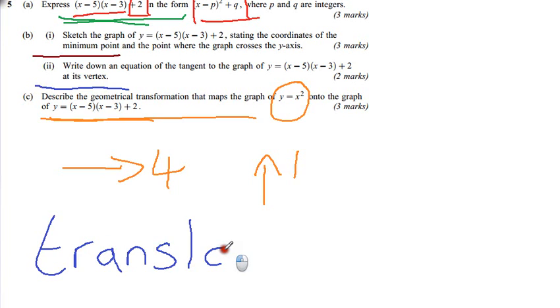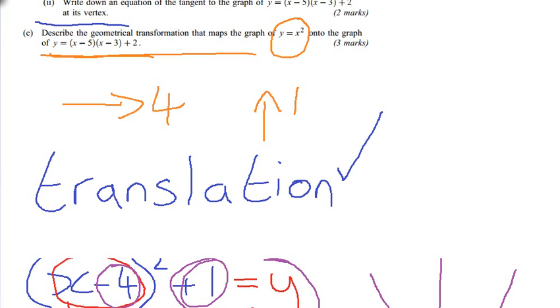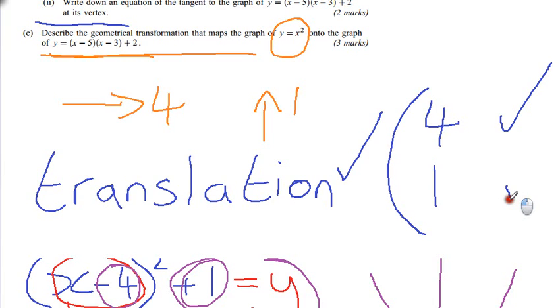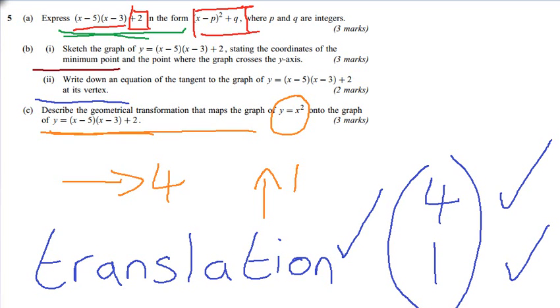This is why I like the question. Translation, 1 mark. Then you say it's been a translation of 4 in the x direction, another mark, and 1 in the y direction, another mark. 3 marks there for doing 30 seconds or less of writing. Fantastic question that. That's 5 done.